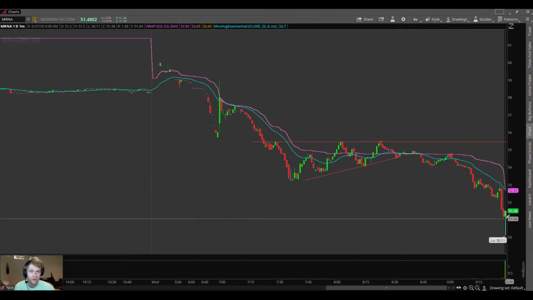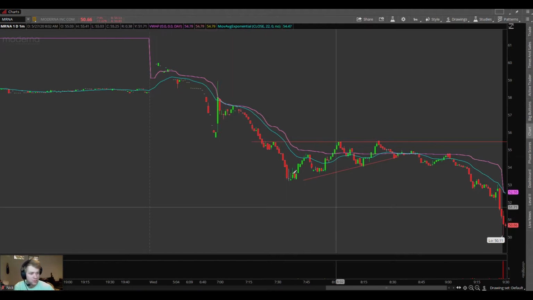I'm still short. I actually cover some soon when I realize it's not holding lower. Just so you know, I cover a little bit right here. Not my full position, just about half of it. And yeah, so we're trading. Let's fast forward a couple of minutes.